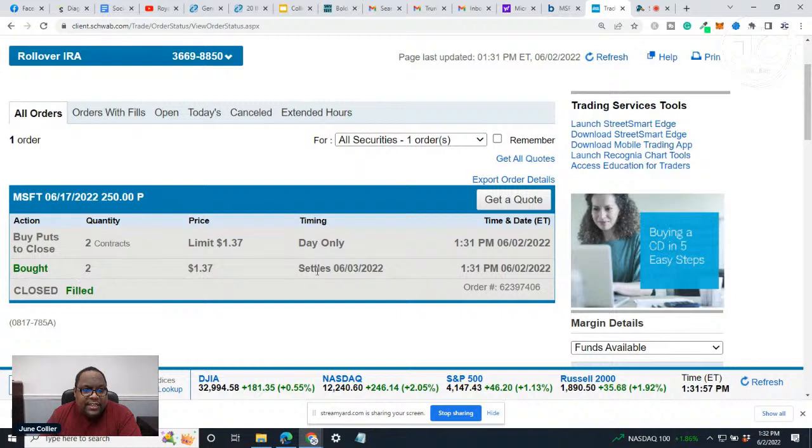Okay. And it just says that it's going to settle June 3rd. Is that tomorrow? What's today? Today is the 2nd, I believe. So this is going to settle tomorrow, but it has been filled and it has been closed out. So now I'm out of that position. It cost me $1.37 per contract. So $137 per contract times 2 to get out of the contract. And now I'm able to keep all the money that I made minus me buying the contract back. Okay. So hopefully that makes sense.